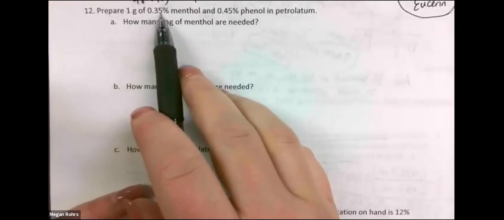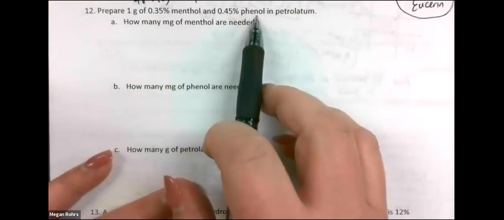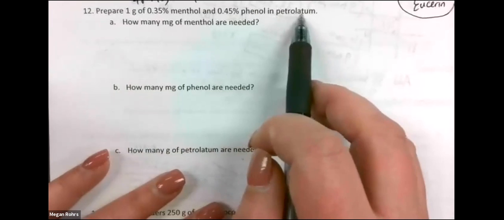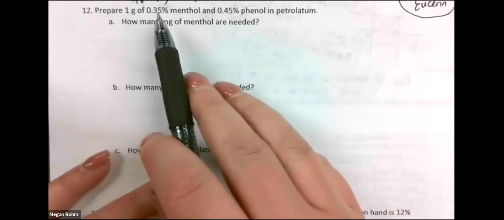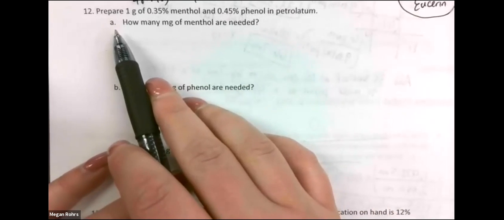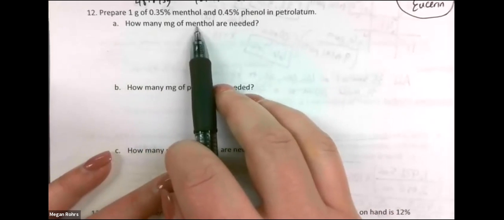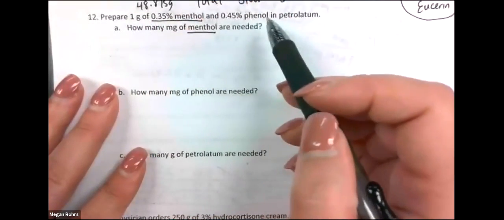All right, let's move on to number 12. This one says prepare 1 gram of 0.35% menthol and 0.45% phenol in petrolatum. That's just petroleum jelly or Vaseline, okay? This time we have two different active ingredients here. The first question says, how many milligrams of menthol are needed? Well, it's just asking about menthol right now, so all I really care about is my menthol. I don't need to worry about the phenol right now.